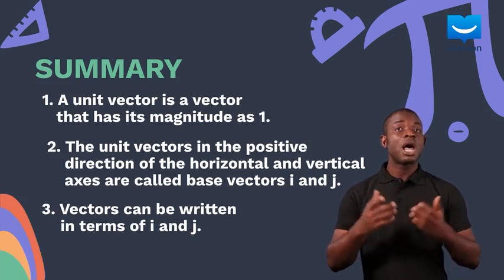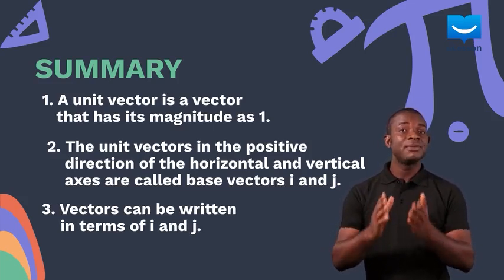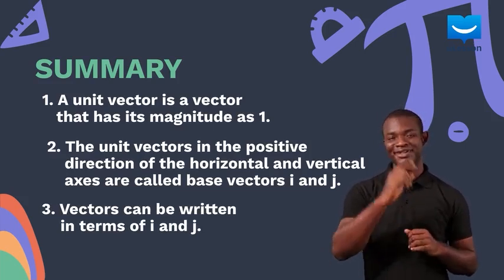Do you wish to know how to get unit vectors that are in the same direction with a vector? Stick around.